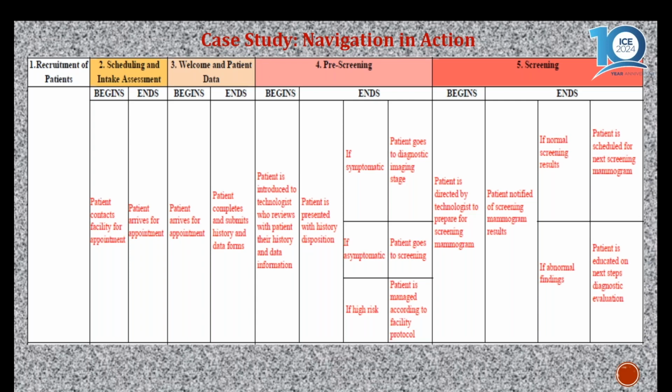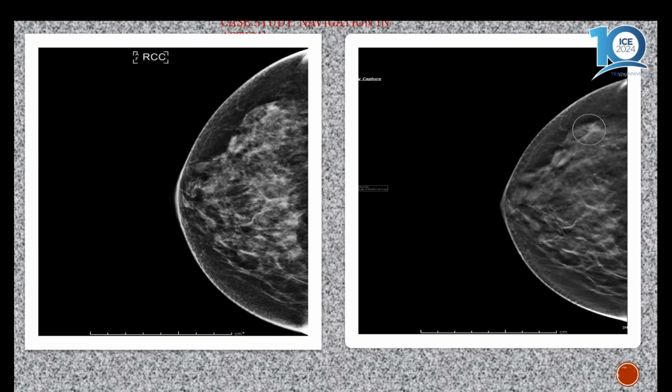All right, so you guys are imagers, right? So you like to see images, and it's really bright in here, so I hope you can see them because I'm going to show you some cases. I'm going to show you a case study, navigation in action. Let's look at some images. I don't know, we can try. Ooh. All right, is that a little better?